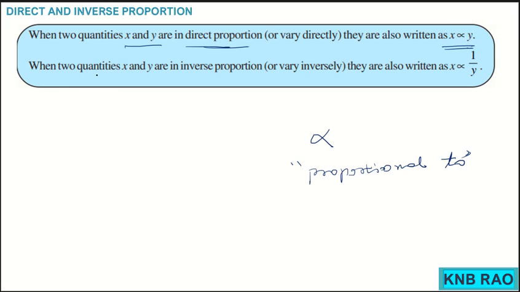And when two quantities are inversely proportional, we write with the same symbol but 1 upon y. So we say x is proportional to 1 by y, or x is inversely proportional to y. 1 by y is nothing but the reciprocal of y. That gives the inverse nature.